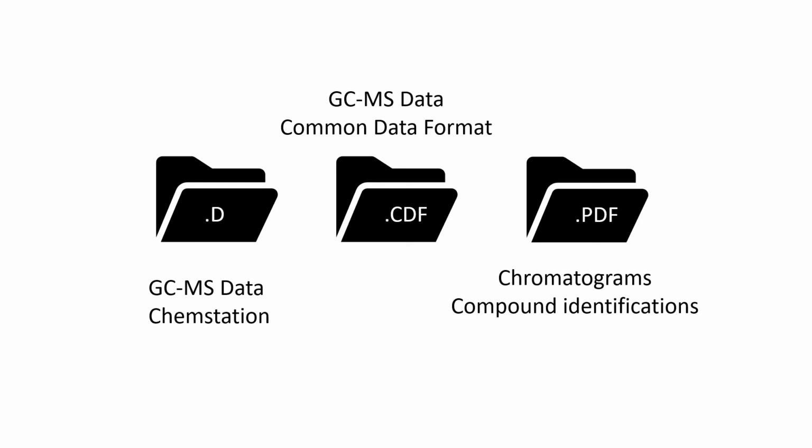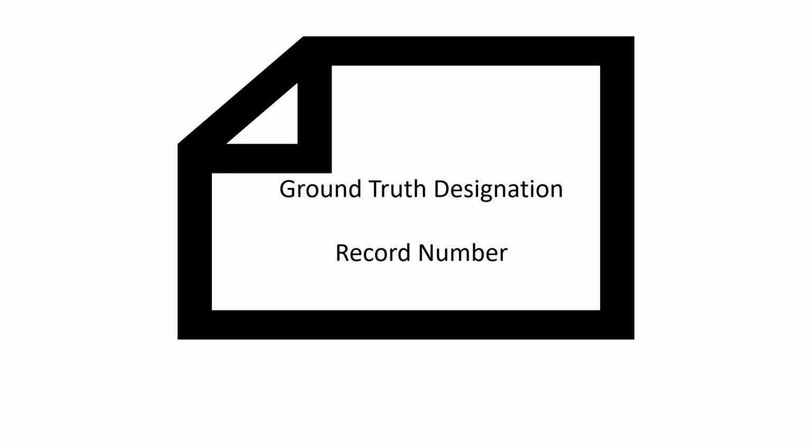The files in the download file for a record are GCMS data in the ChemStation file format and a common data format. The PDF file contains a total ion chromatogram of the sample, extracted ion profiles, and compound identification of the major peaks in the substrate and the ignitable liquid. We will now briefly view what is contained in the PDF file.